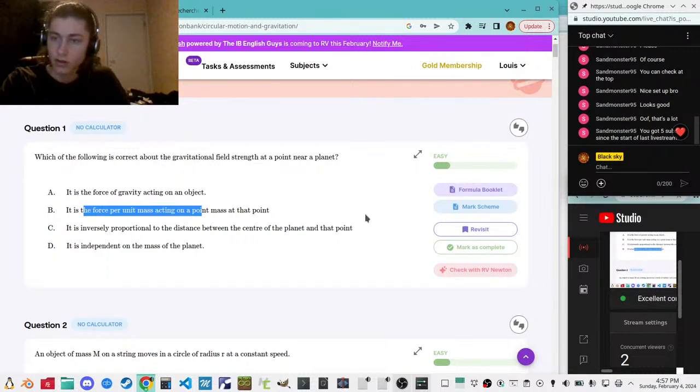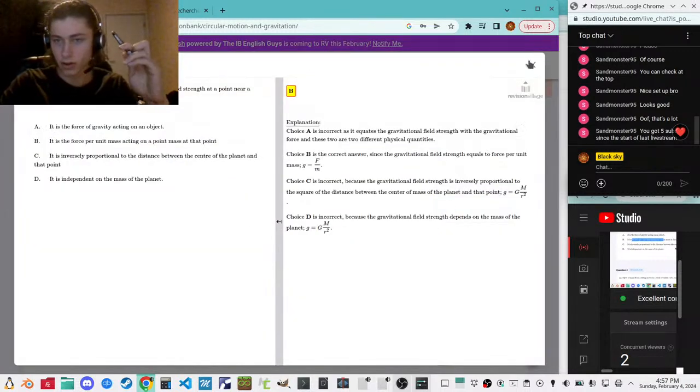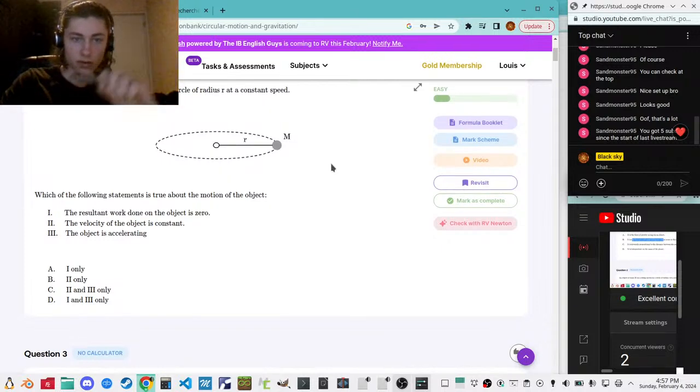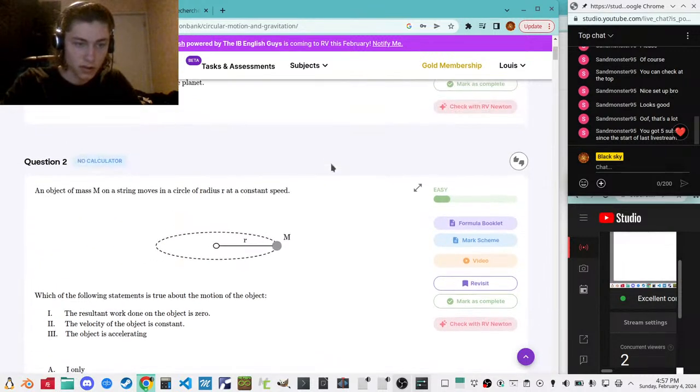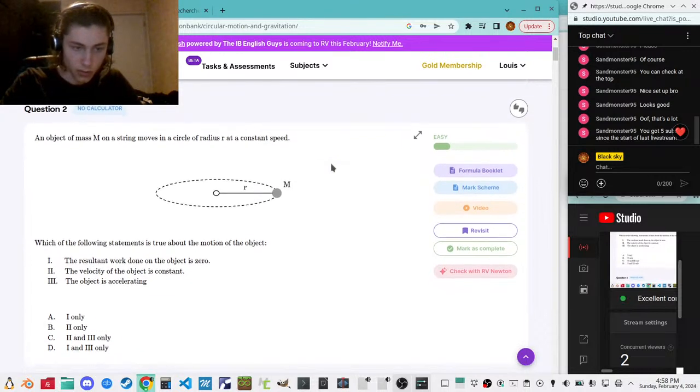Yeah, I got 5 subs. I actually don't know. I'm gonna go with B. Okay, good start. An object of mass m on a string moves in a circle of radius r at constant speed. Which of the following statement is true about the motion of the object?